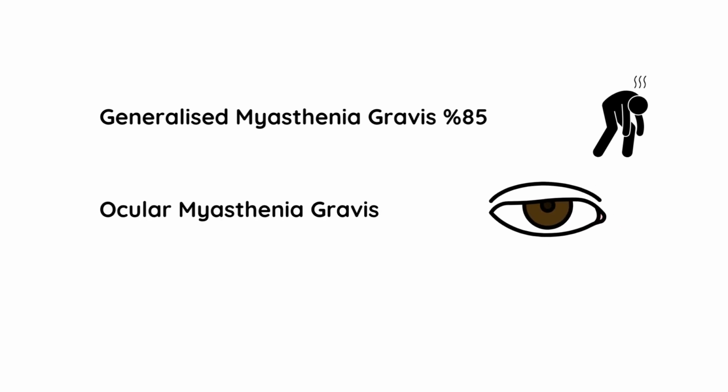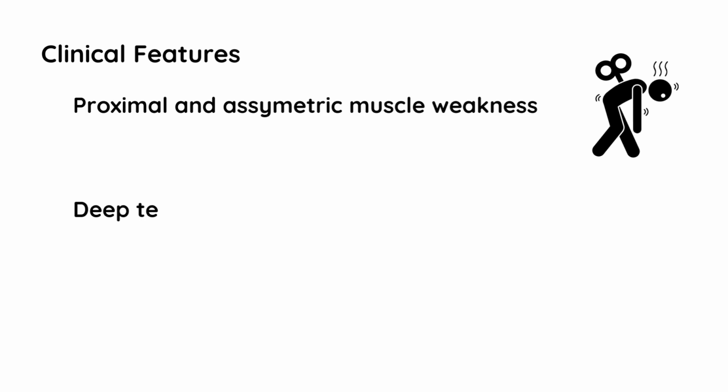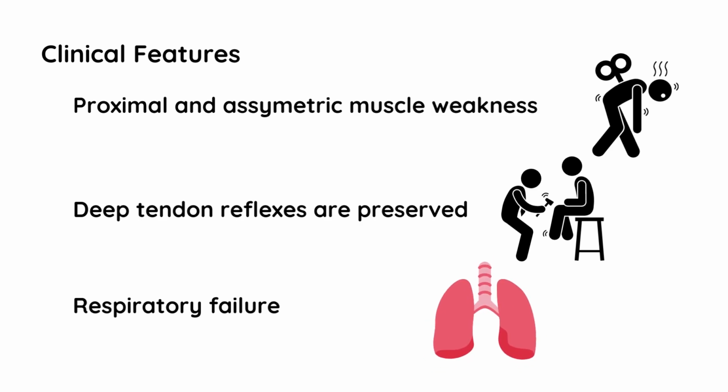In 85% of patients, the weakness becomes generalized, and these patients have generalized myasthenia gravis. If weakness remains restricted to the extraocular muscles, it is ocular myasthenia gravis. The limb weakness in MG is often proximal and asymmetric, and deep tendon reflexes are preserved. Respiratory muscle weakness is serious and leads to respiratory failure; this life-threatening situation is called myasthenic crisis.